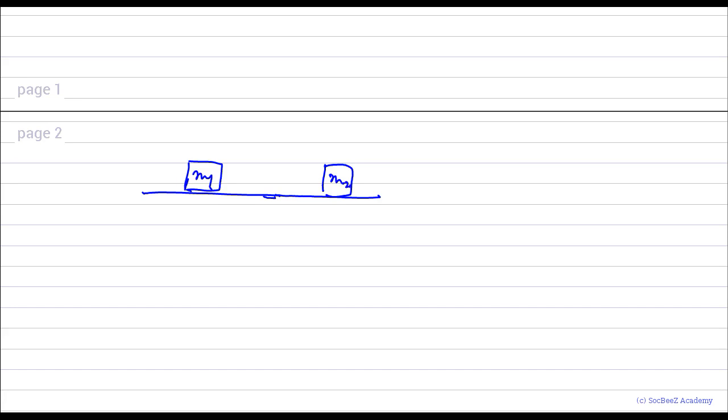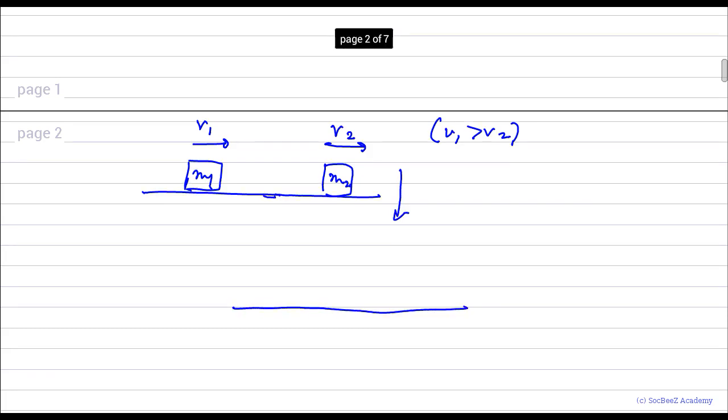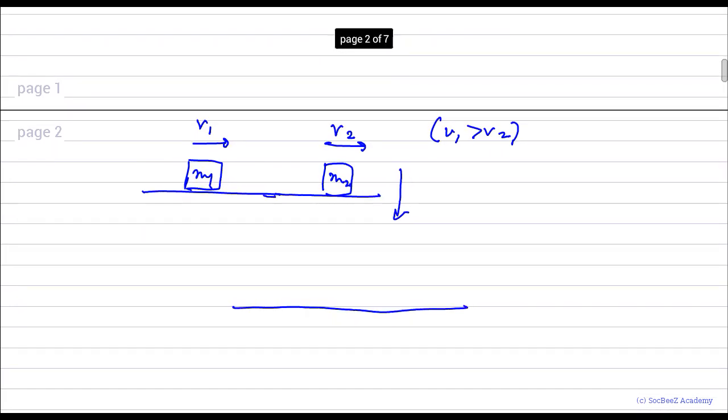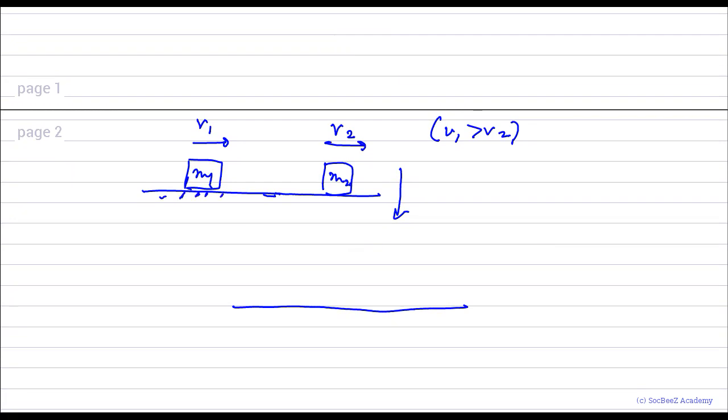The first block has mass m1, the second block has mass m2. The first is traveling with a velocity of v1, the second block is traveling with a velocity of v2, where v1 is greater than v2, so that a collision occurs. After the collision, my state is something like this. Both the blocks are moving on a frictionless surface.